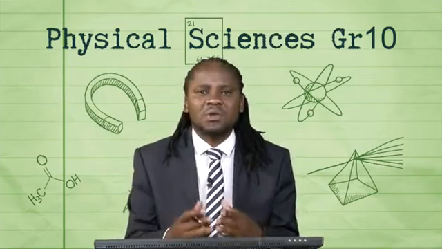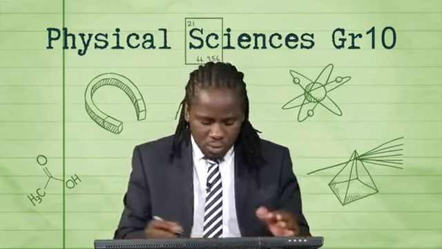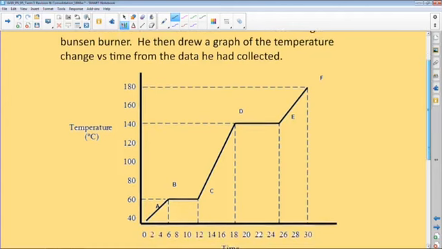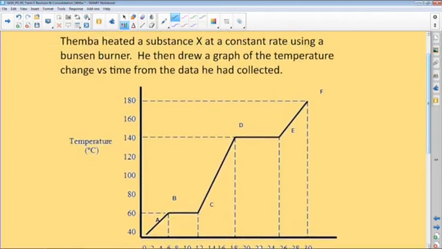In this case, you are given a table of results, which is the data, and then it was sketched through the data of temperature versus time. So typically, this is a graph of temperature versus time. It reads, Temba heated a substance X. We don't know what this substance X is. It could be any substance, at a constant rate using a burner. So there's a piece of apparatus. He then drew a graph of temperature change versus time.